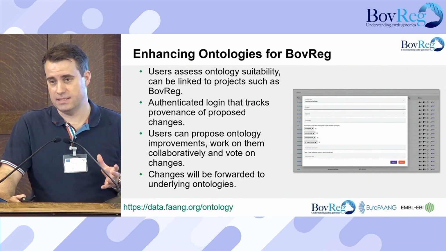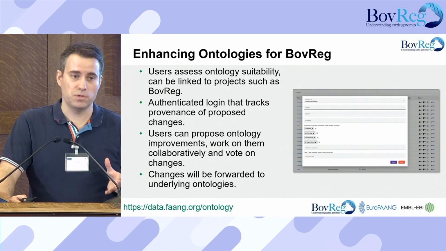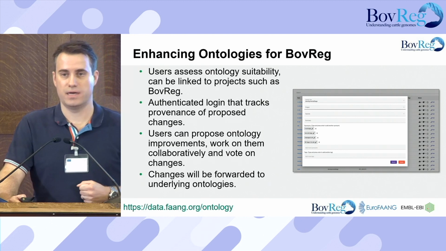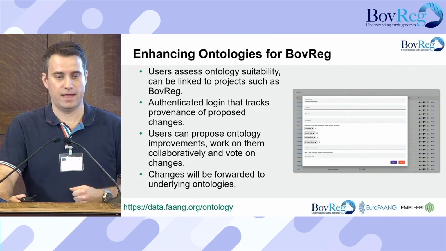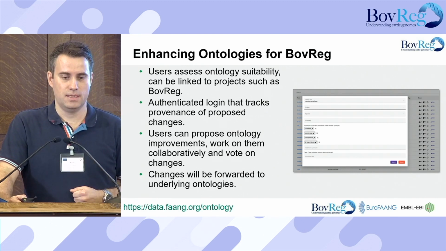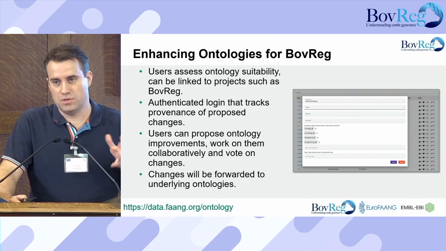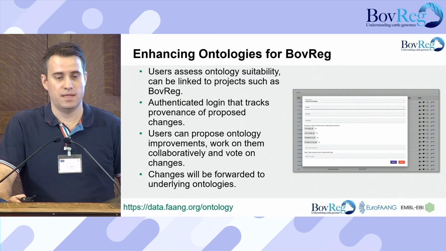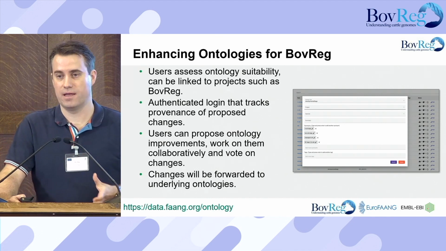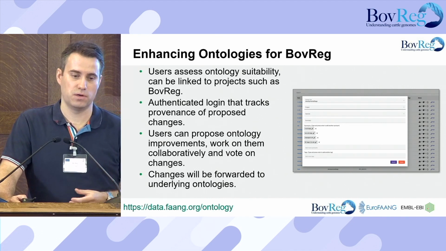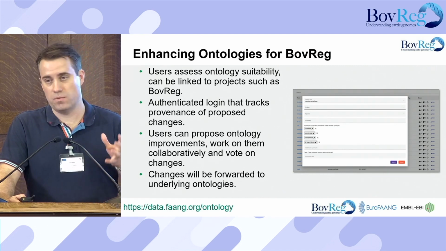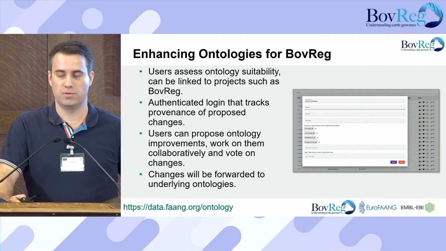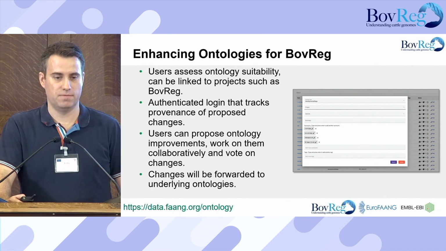It's an authenticated service because part of the importance with ontologies is you have a provenance, you understand which scientist it was that actually proposed this term, that they have the credentials to support that. And then any user of the FAANG service can come here and flag an ontology and say this needs improvement. Then anyone with the knowledge to improve that can then come back and collectively work with others on improving that ontology. And then we will forward those changes to the underlying ontologies on your behalf to make sure they're implemented for future use.